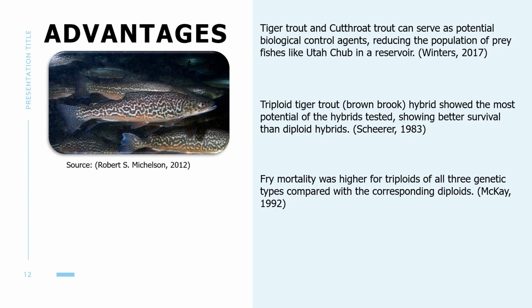The triploid tiger trout, which is brown and brook, shows the most potential of the hybrids tested, and they already show better survival than diploid hybrids. For fry mortality, it is higher for triploids of all three genetic types compared with the corresponding diploids.